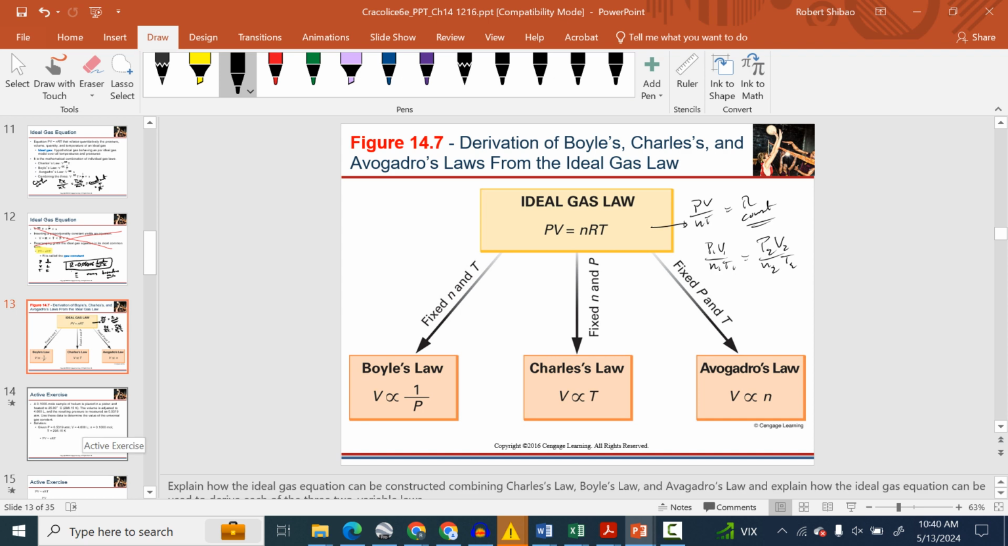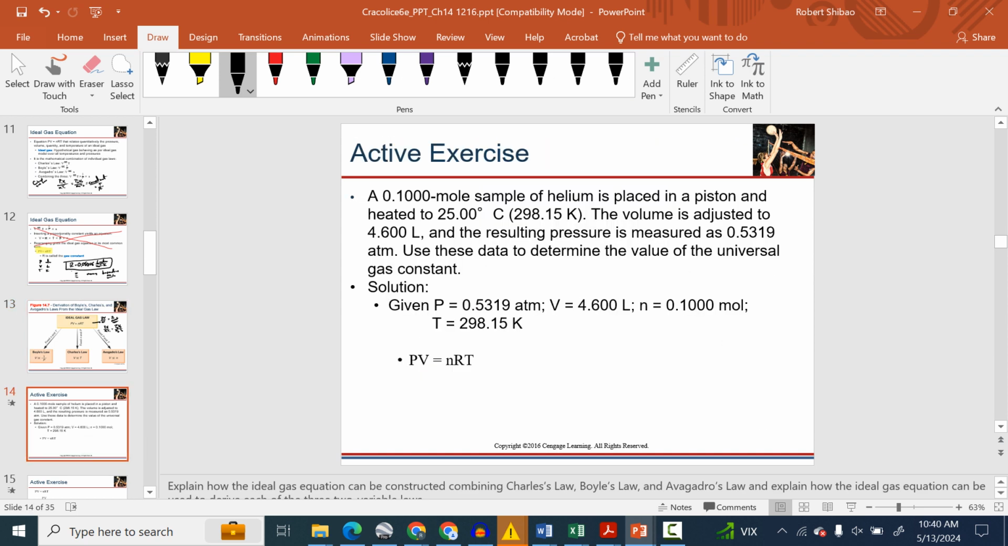And so we could take a look at some examples here. A 0.1000 mole sample of helium is placed in a piston and heated to 25.00 degrees Celsius.